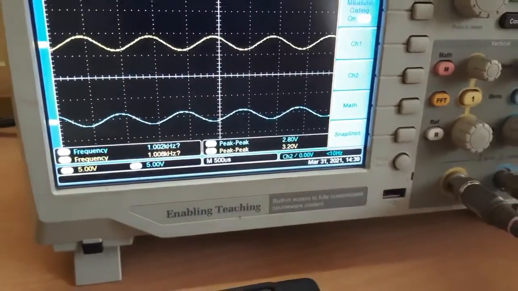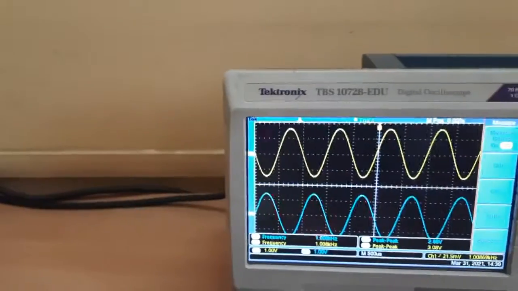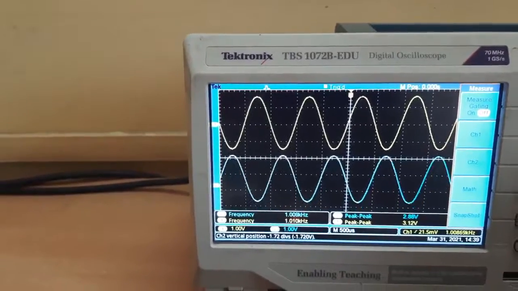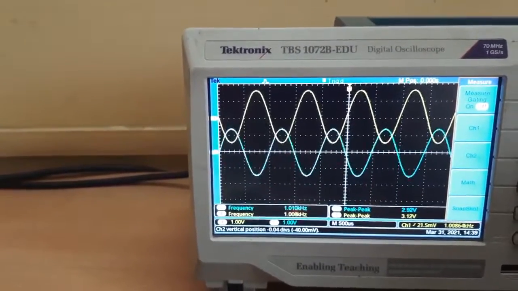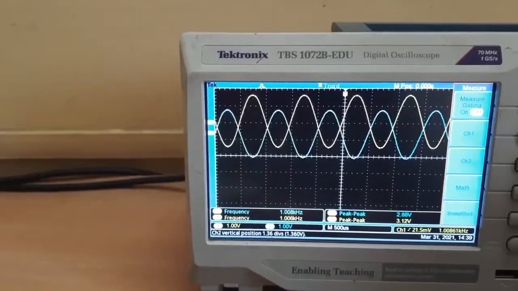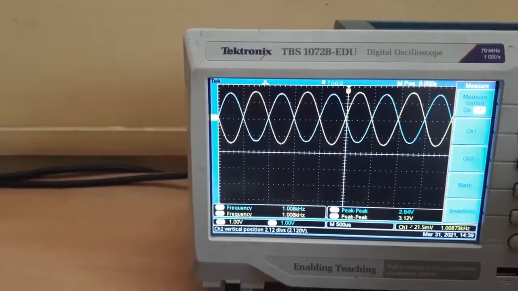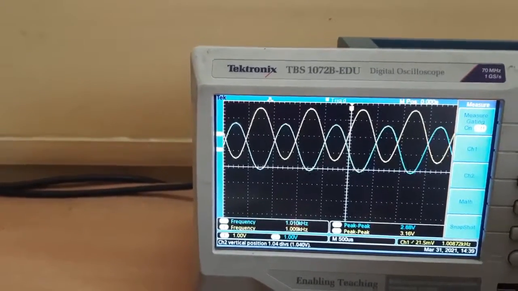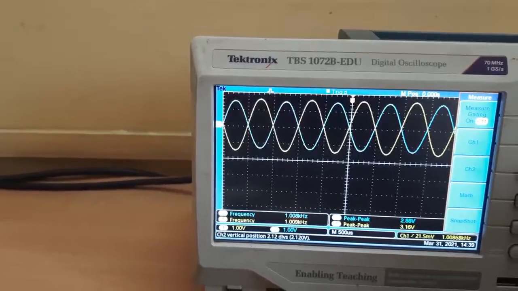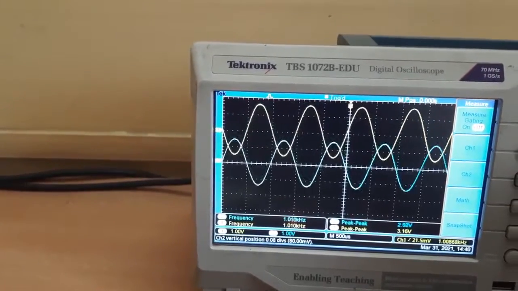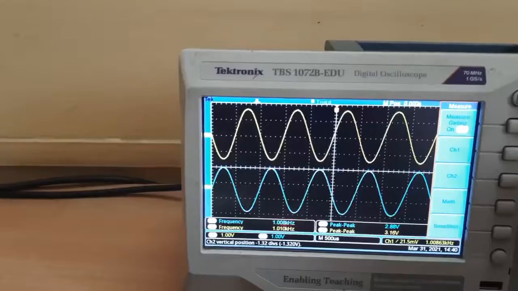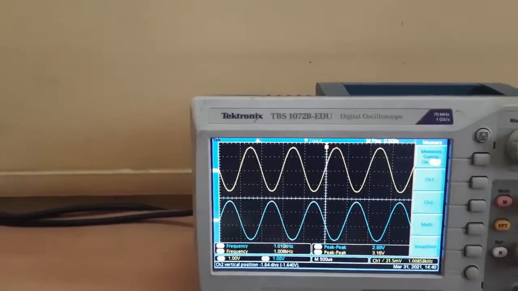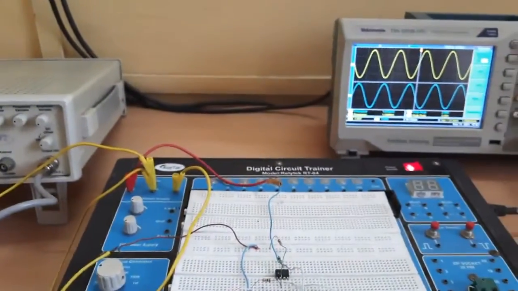But the main output performance is to see what is inverting. See, the output is in 180 degree phase of the given signal, exactly in 180 degree phase. This is the input wave that I am moving. You can observe the 180 degree phase shift here, meaning it is an inverting amplifier.